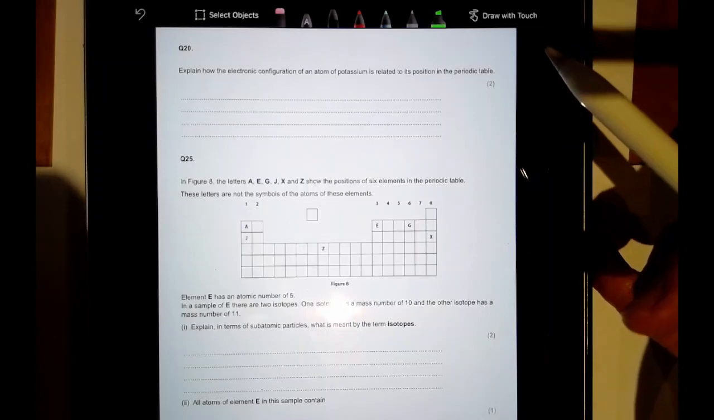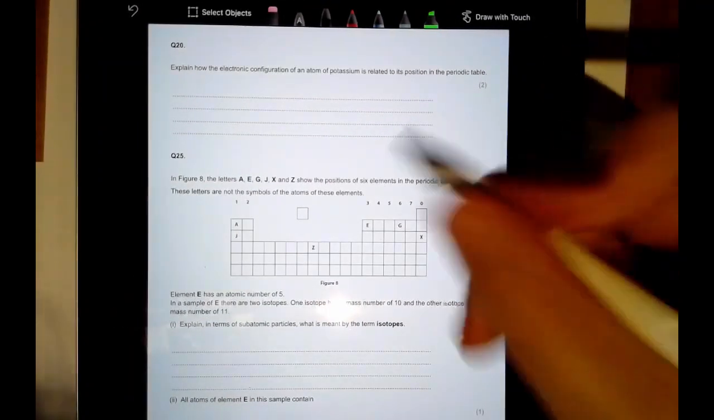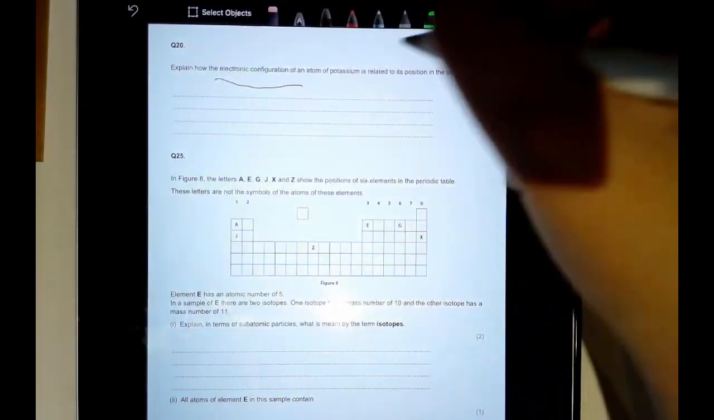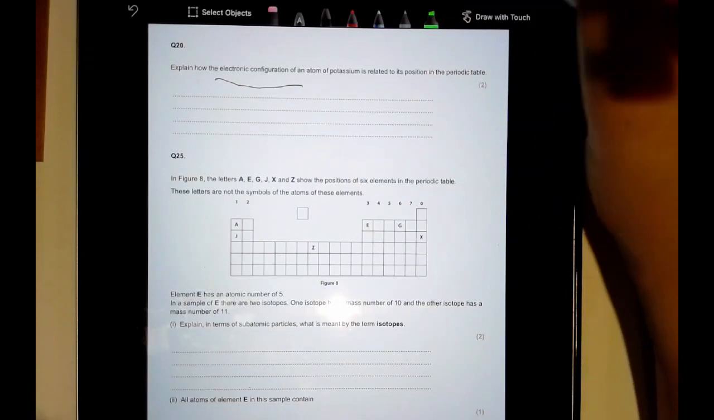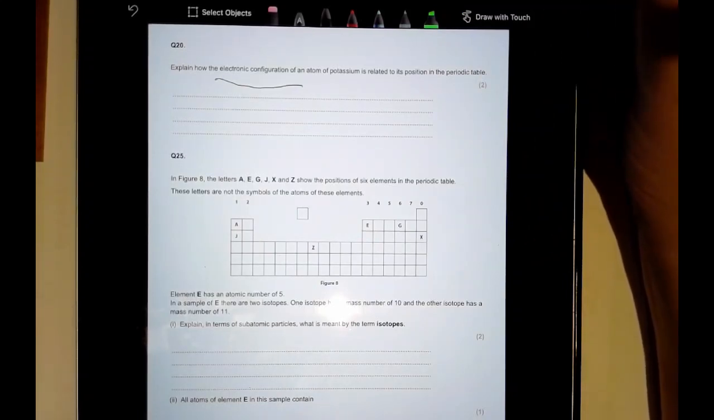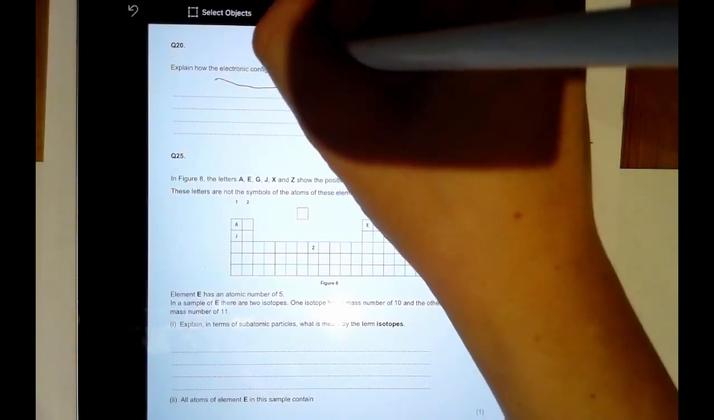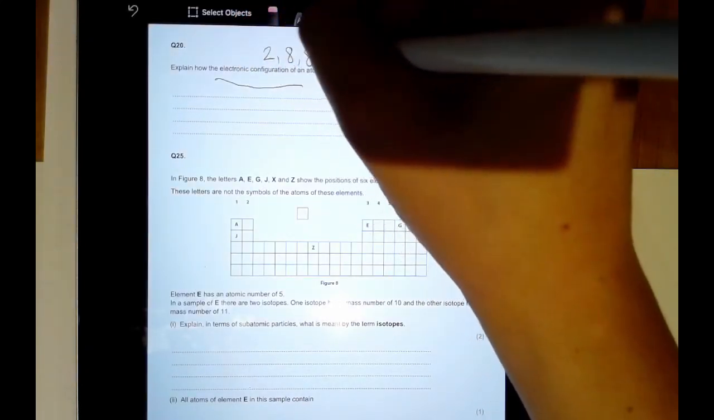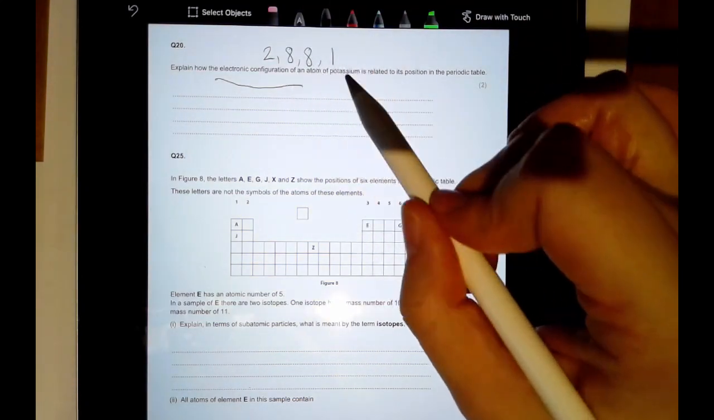So how does the electron configuration of an atom of potassium relate to its position on the periodic table? Electron configuration just refers to how the electrons are arranged. So potassium has 19 electrons. I can find that out by looking at the periodic table. It's got an atomic number of 19. You put 2 electrons in the first shell, 8 in the second shell, 8 in the third shell, and there's 1 electron left. That's the electronic configuration.